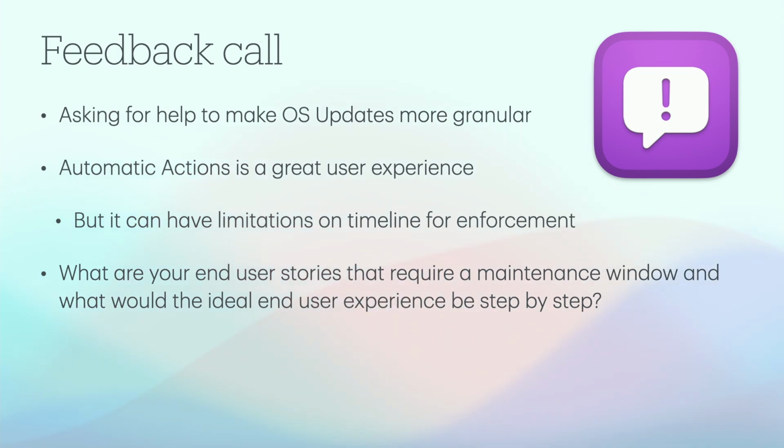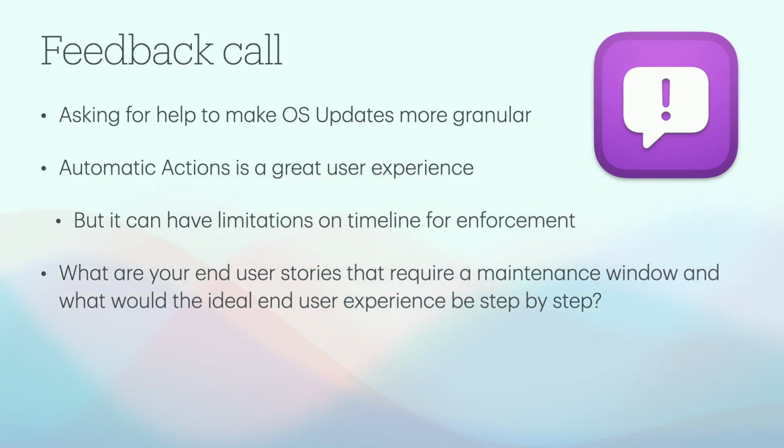I'm putting it out to the community: please put in feedback if you have examples or business use cases about how we can make OS updates more granular with the automatic actions. I think automatic actions is a great experience when it works, and it works quite often in a lot of the things that we've been seeing, specifically quite a bit more than specific enforcement, and especially the MDM updates. But it does have limitations.